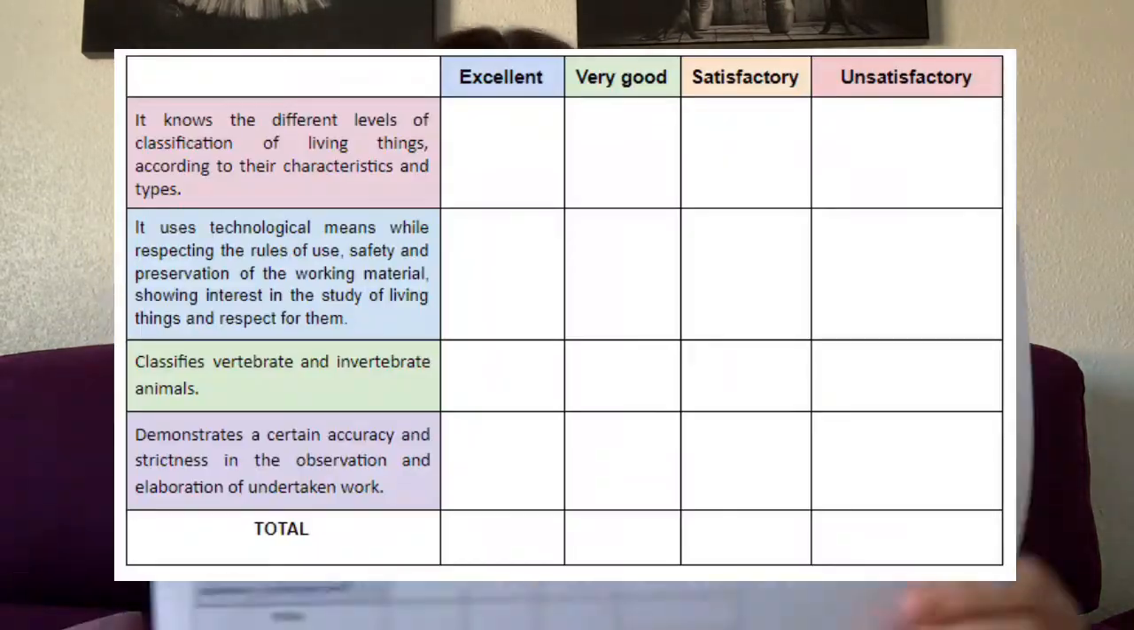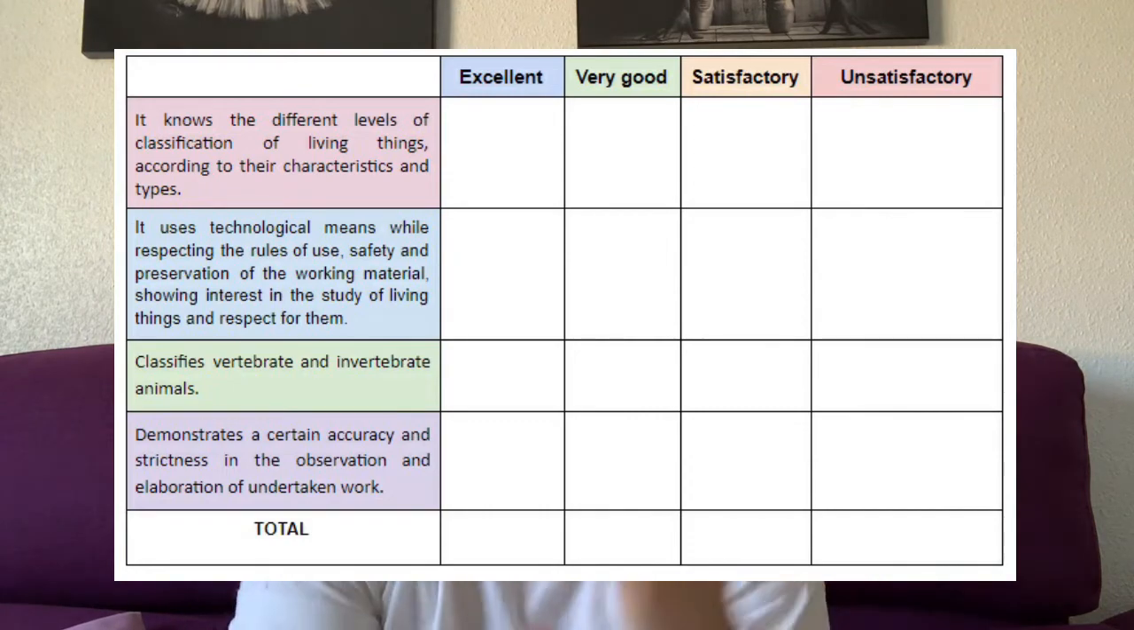I am going to evaluate this task with a rubric, which is this one. I will assess whether children know the different levels of classification of living things according to their characteristics, if they have learned how to use technological means showing interest in the study of living things and respect for them, if they classify vertebrate and invertebrate animals, and if they demonstrate a certain accuracy and strictness in the observation and elaboration of the undertaken work. This rubric would be organized from unsatisfactory going through satisfactory and very good until excellent.